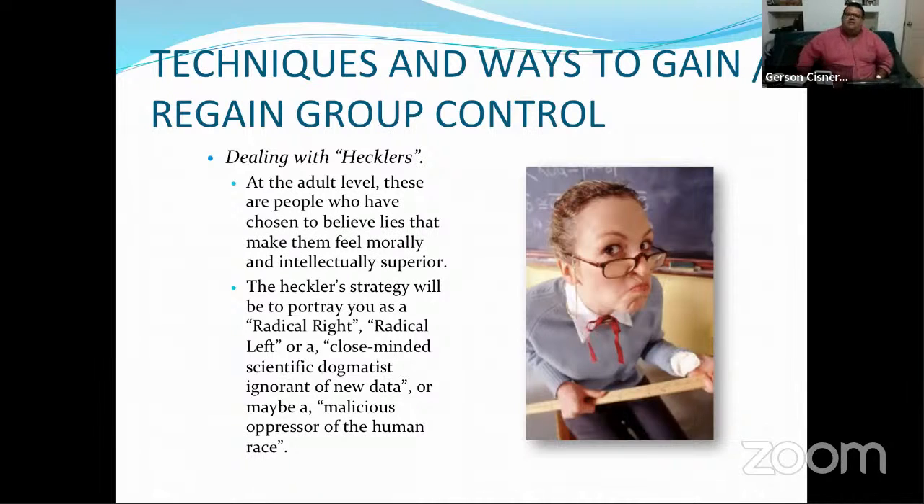Okay, continue reading, Josue. The Heckler's strategy will be to portray you as a radical right, radical left, or a closed-minded scientific dogmatic ignorant of new data, or maybe a malicious oppressor of the human race. It might be funny, but it's true. Have you seen the movie School of Rock, with Jack Black? You're the man. And the man is oppressing the human race. Oh, man. They believe that.